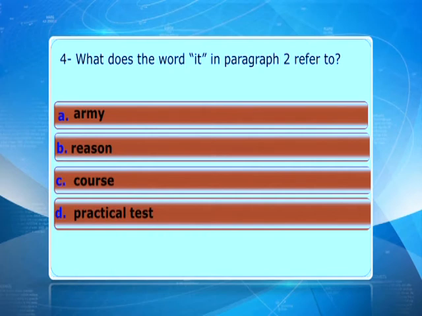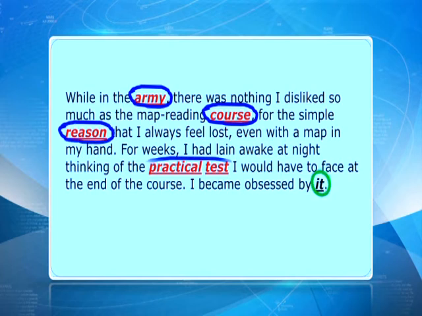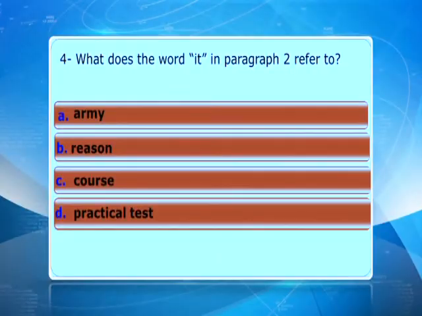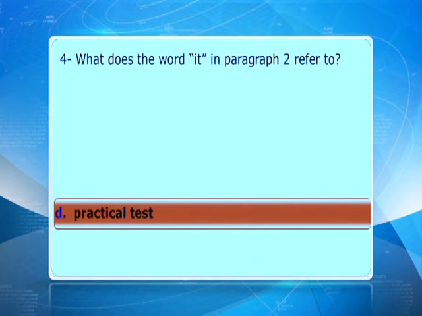Number 4, what does the word "it" in paragraph 2 refer to? Of course, it refers to something singular. Let's go back to the text. We have 4 choices. Maybe it refers to army, or course, or reason, or practical test. Most of the time, not always, the word refers to the nearest one. And most of the time, it exists in the same sentence. So it's clear that our answer is practical test.